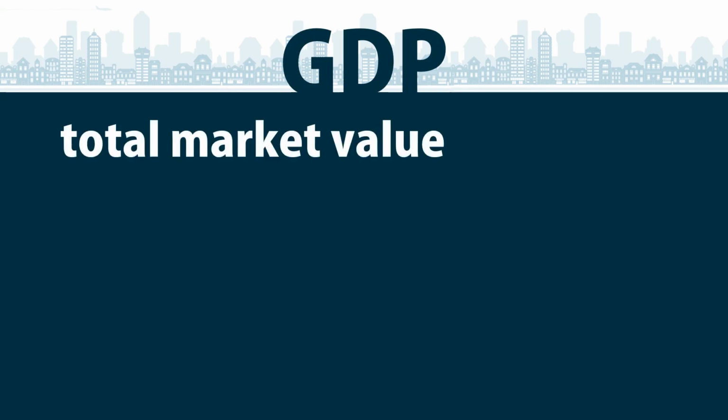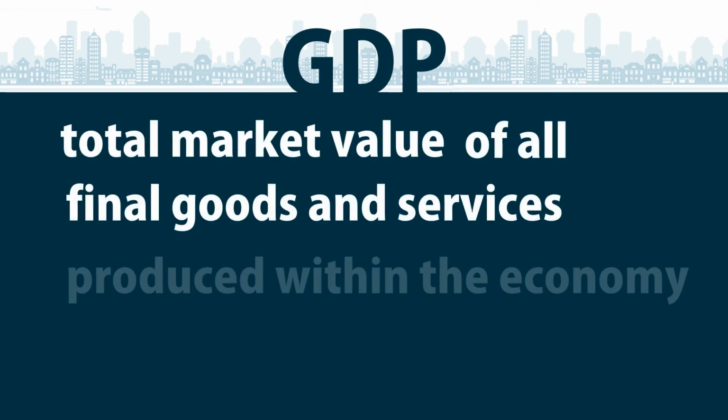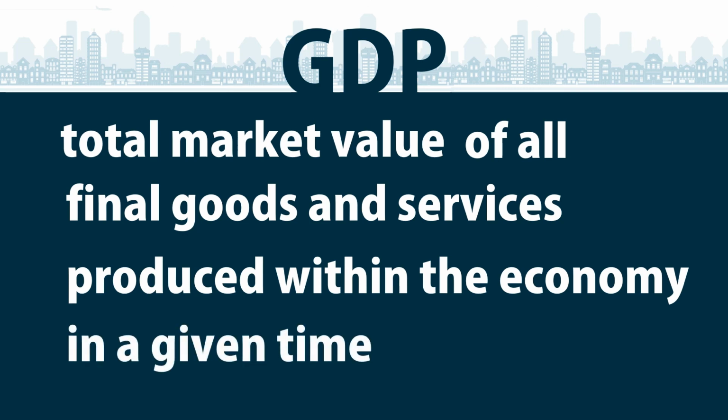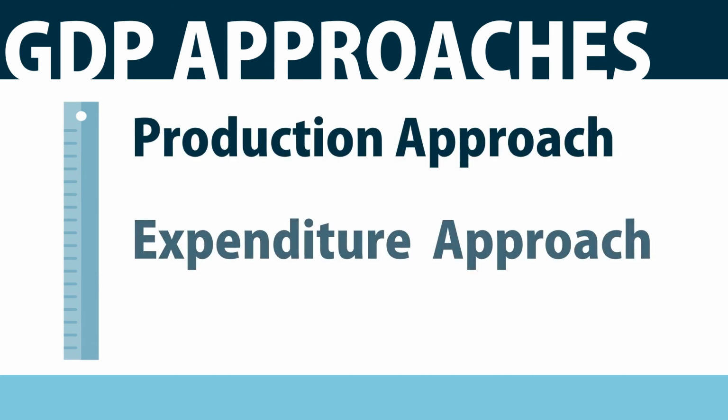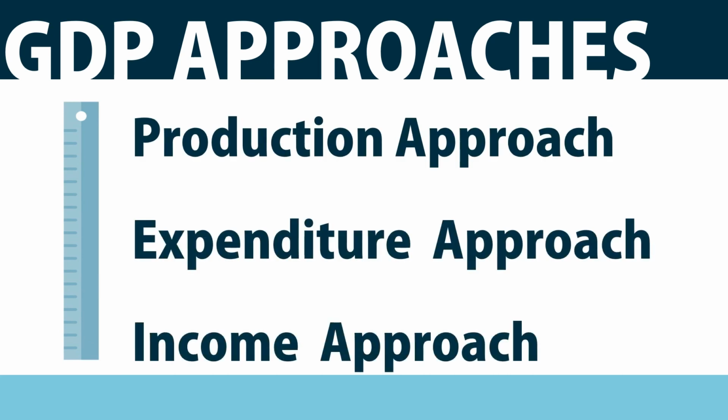In summary, GDP is the total market value of all final goods and services produced within the economy in a given time. Three approaches are used in estimating GDP: the production approach, the expenditure approach, and the income approach.